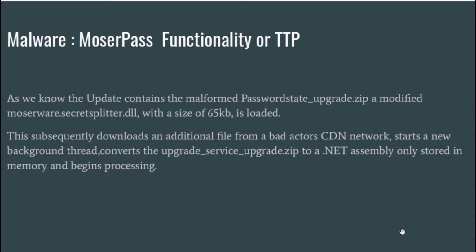And as I said, this file subsequently gets in touch with the bad actor CDN network, which is a CNC, and tries to load that assembly as a .NET assembly directly in memory. So the second stage, whatever is loaded in memory, is not known at this stage.